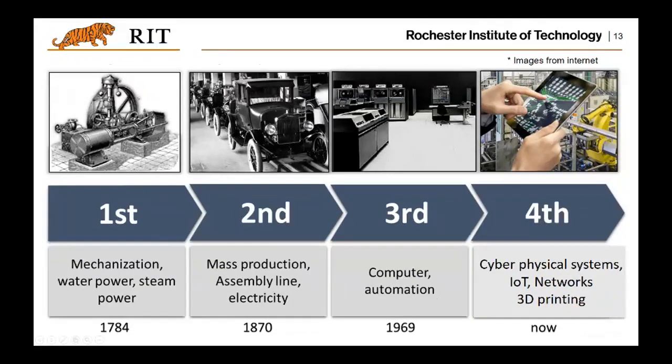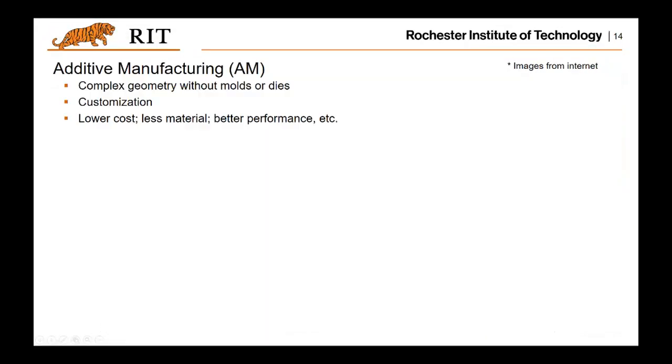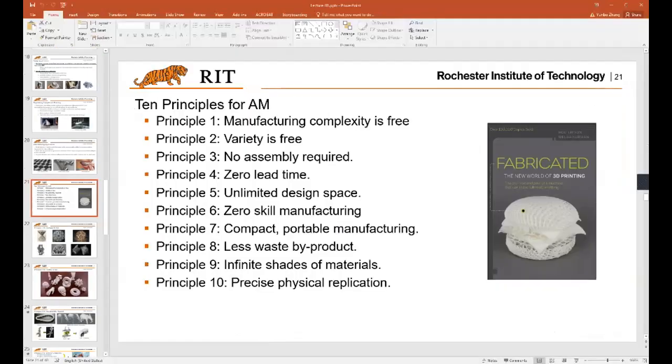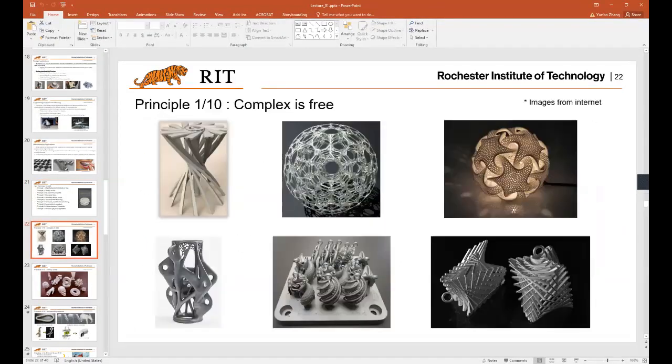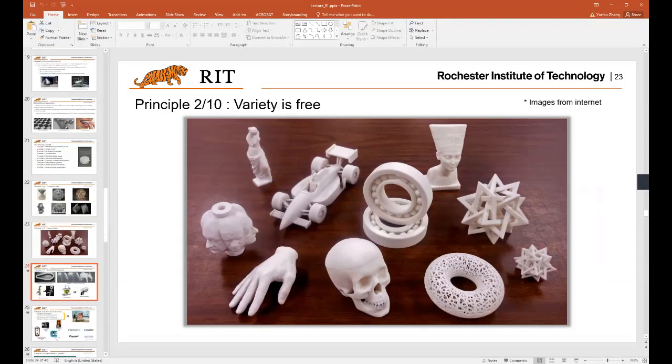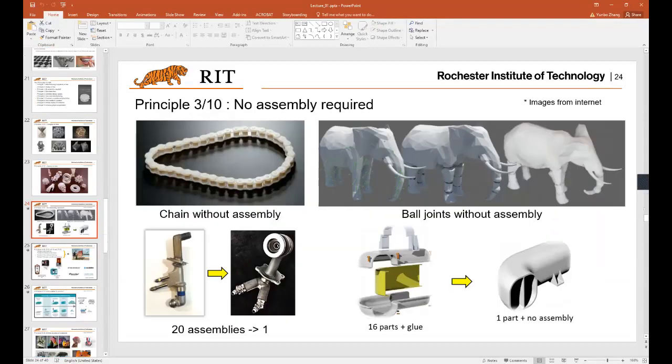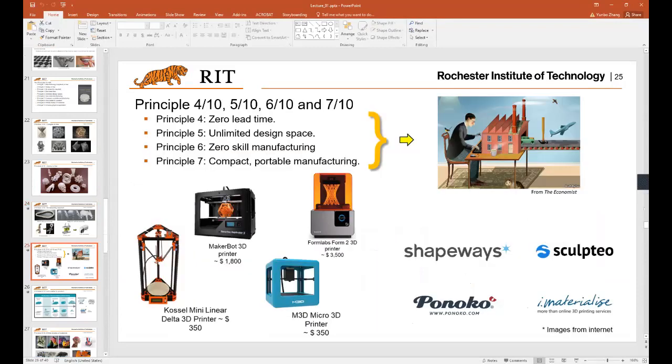We talked about additive manufacturing's 10 principles, right? We discussed some of the unique features of additive manufacturing with some examples shown here. We talked about the complexity, the variety, no need for assembly in many cases, also the benefit regarding the preparation, the skills for manufacturing, and how closely manufacturing is integrated with the design process. So these are all the benefits.